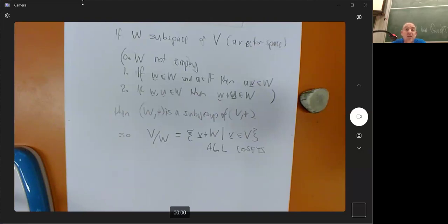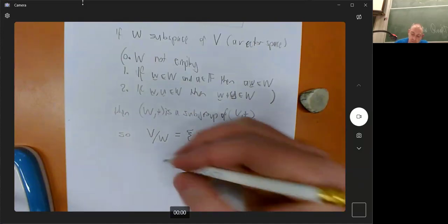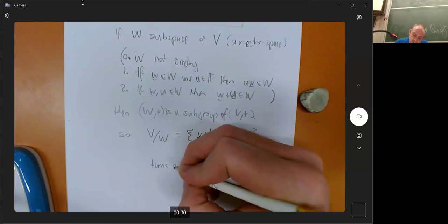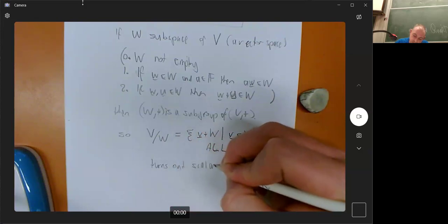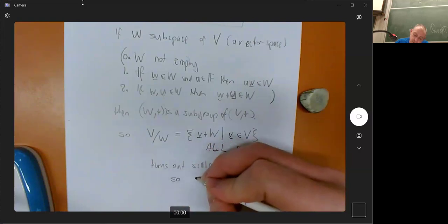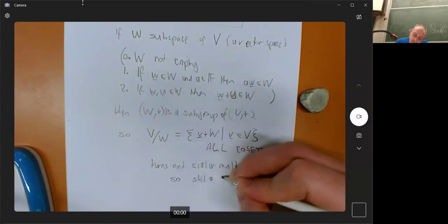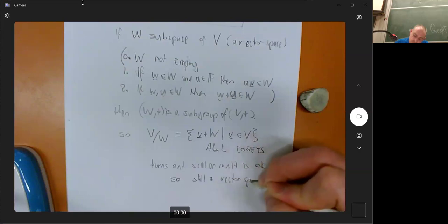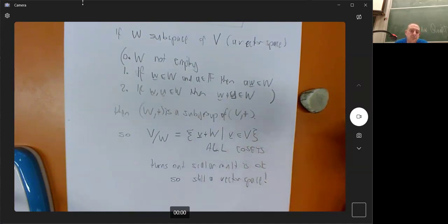And the scalar multiplication thing works fine. So it turns out it is okay, so it's still a vector space. Cool. That's very extremely abstract. But what is the coset of a subspace? What does it look like?